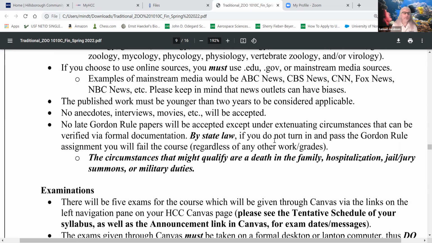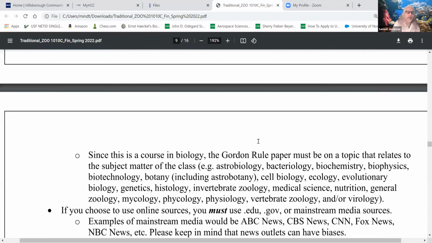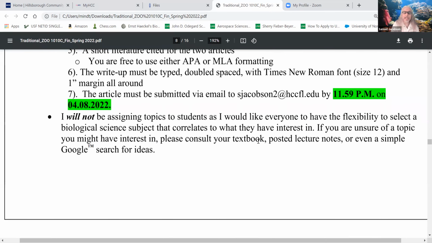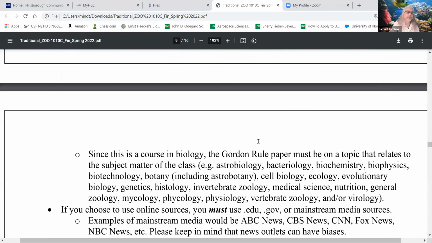Now, that being said, the most common way people don't pass this is by not turning it in. Don't do that. This is stupid. You've got now until April to get it done. Get it done. It's that simple.